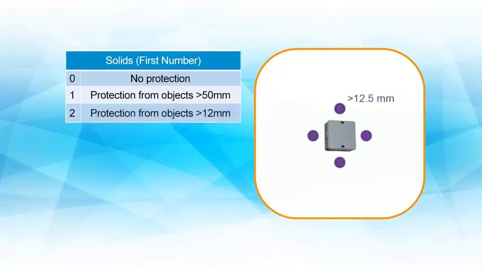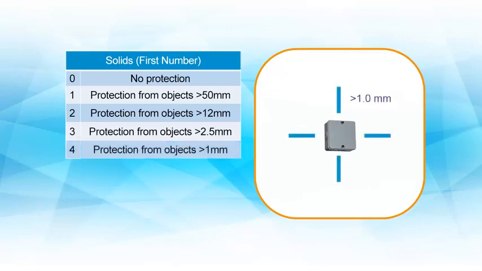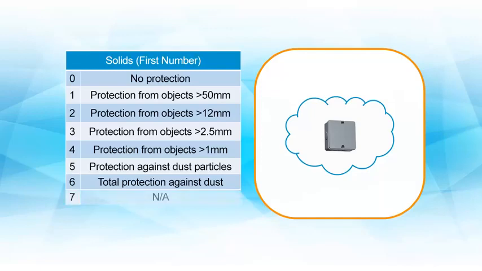2 is objects greater than 12.5 millimeters, which represents fingers or similar objects. 3 is objects greater than 2.5 millimeters, such as tools, thick wires, and so on. 4 is objects greater than 1 millimeter, such as most wires, screws, and so on. 5 signifies protection against dust. Ingress of dust is not entirely prevented, but it must not enter in sufficient quantity to interfere with the satisfactory operation of the equipment, so not complete protection against contact. 6 signifies dust tight, no ingress of dust, and complete protection against contact.